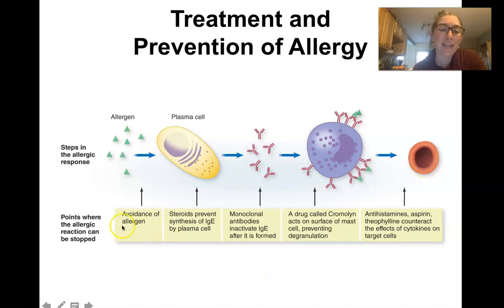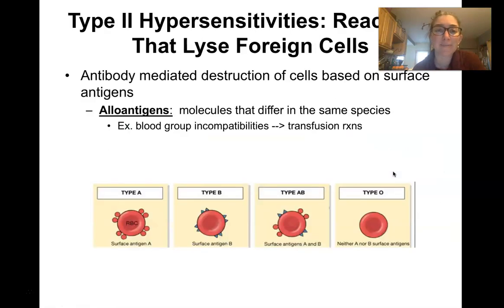So you can avoid the antigen. You can take steroids to prevent the B cells from making those IgE antibodies. You can get injections of monoclonal antibodies, which I didn't go over. Don't worry about that. It's pretty uncommon. There's drugs that will actually prevent the mast cells from degranulating. And then there's, of course, your over-the-counter antihistamines and NSAIDs, which block the functions of a lot of these cytokines that are produced. So lots of different ways.